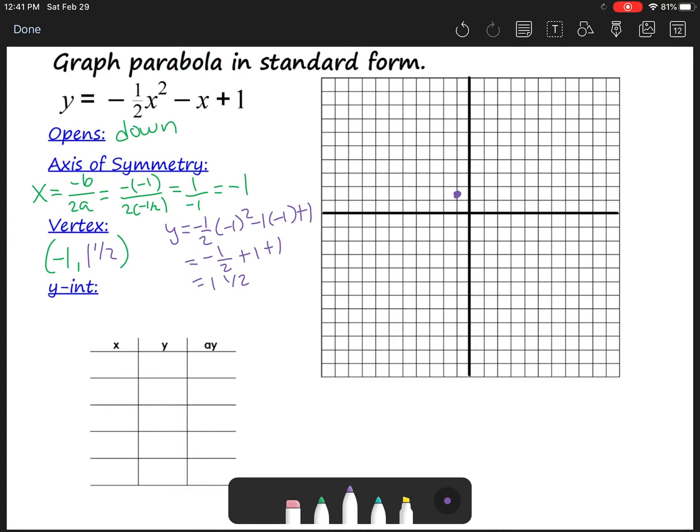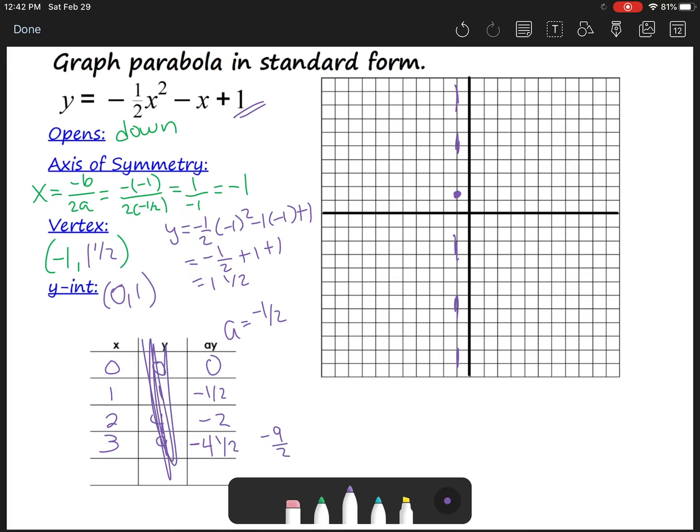So we have this vertex of (-1, 1.5). Right here, I'm going to graph my axis of symmetry because I'll need that. My y-intercept is just that c value, so I'll have the point (0, 1). That should end up on my graph. And again, in this table, I'm going to have 0, 1, 2, 3, 0, 1, 4, 9. Now this time my a value is negative 1/2, so when I multiply that, I'll have 0, negative 1/2. 4 times negative 1/2 is negative 2. 9 times negative 1/2 is negative 9 over 2, which is the same as negative 4.5.